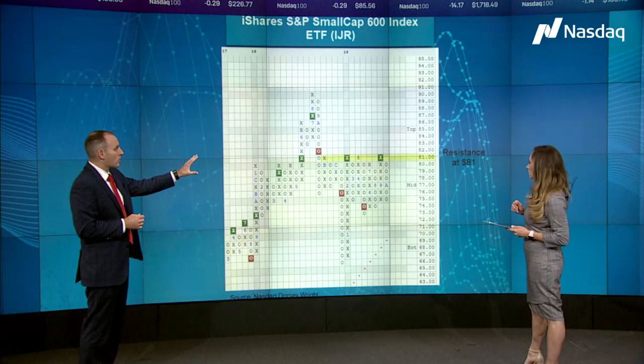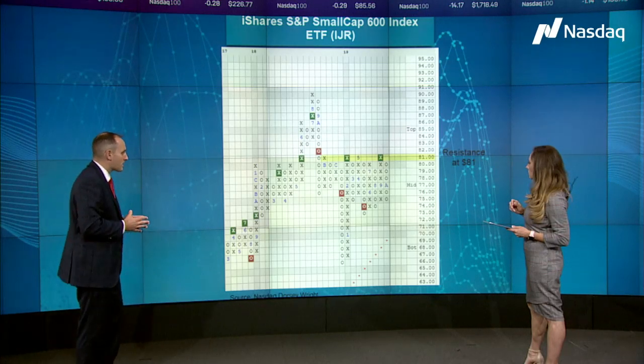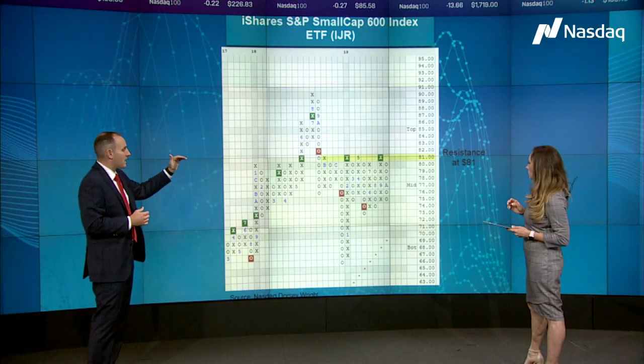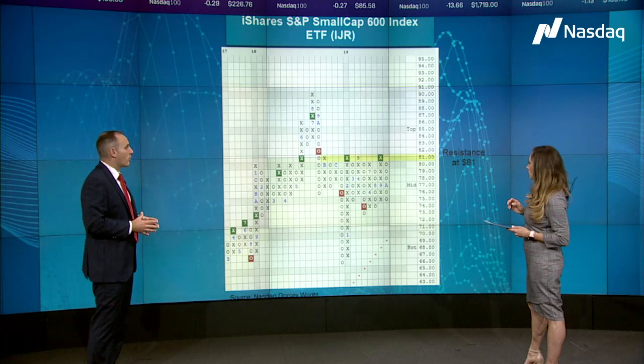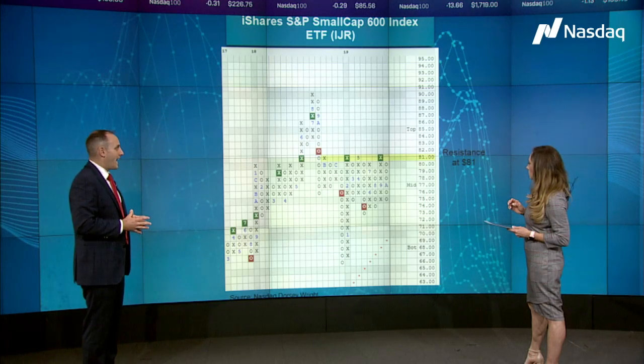So really lagging. What you're also seeing is that while the general trend in absolute terms is positive, the small cap index, the IJR, is facing quite a bit of overhead resistance right there on the chart at $81.